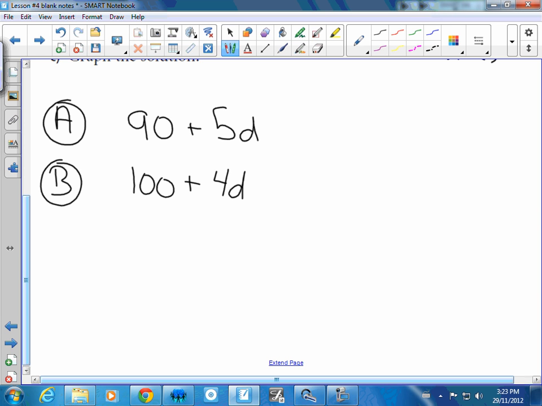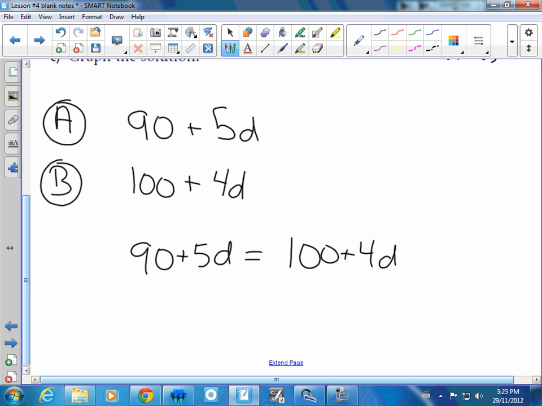Okay. So what we want to do is find what's called a break-even point. At what point is it exactly the same price for A and B? So here we go. Here's A: 90 plus 5D, and B: 100 plus 4D. So we want to find when they're exactly equal to each other. So what do I put between these two things? No. I want to find out when they're exactly equal to each other. So I put an equal sign.